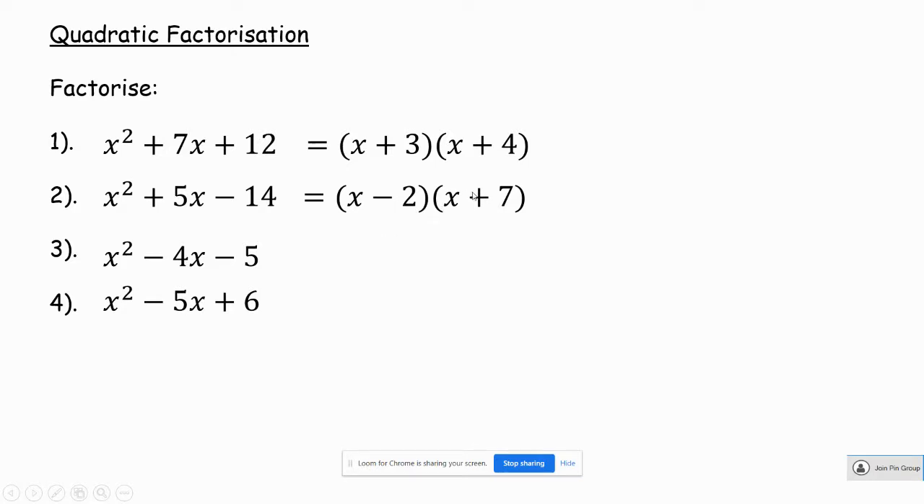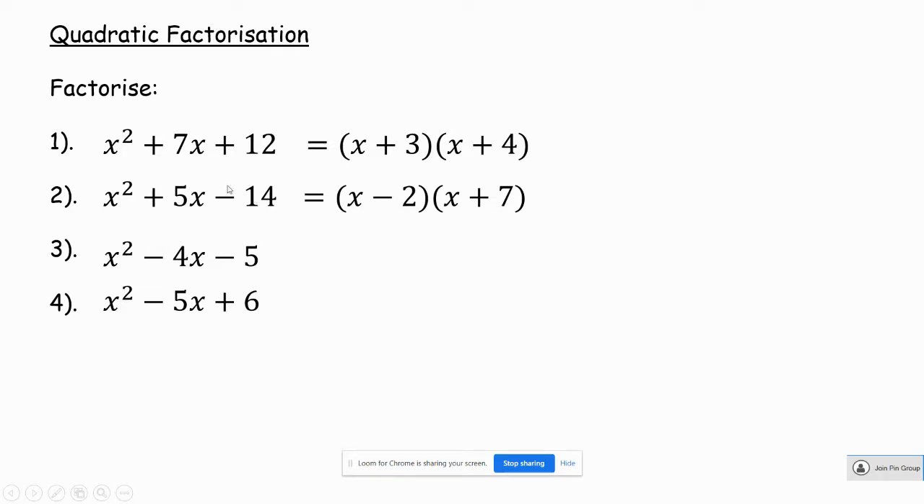You can think about them as the 7 and 2 have a difference of 5. That's one way of making it easier. Another way of doing it is to think about the fact that it's plus 5x in the middle, so the bigger one would have to be plus.